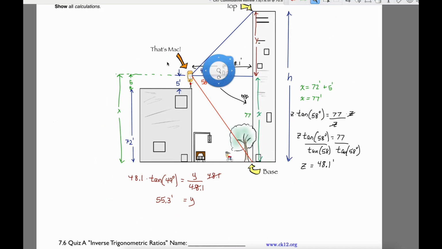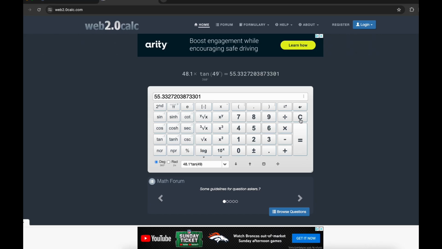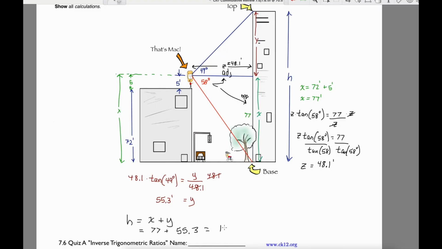55.3 feet. And now h is going to be x plus y, which is simply going to add 77 plus 55.3 and get 132.3 feet. Okay, and then it's always good to write your answer in sentence form for word problems. So the height is 132.3 feet.